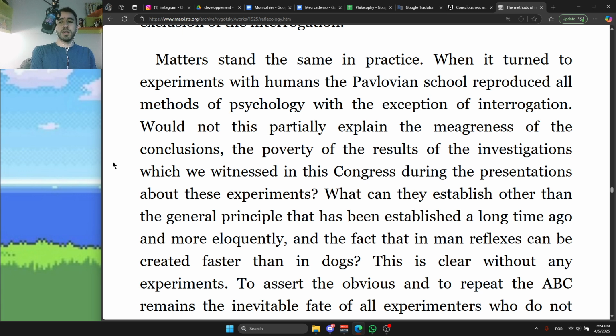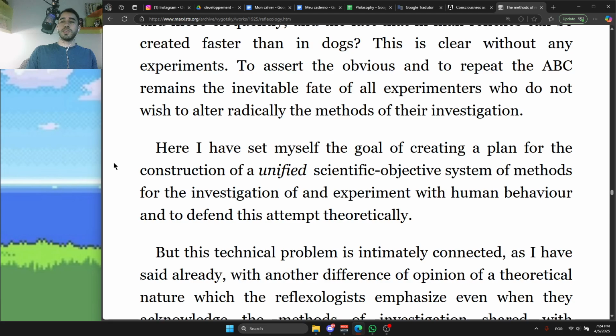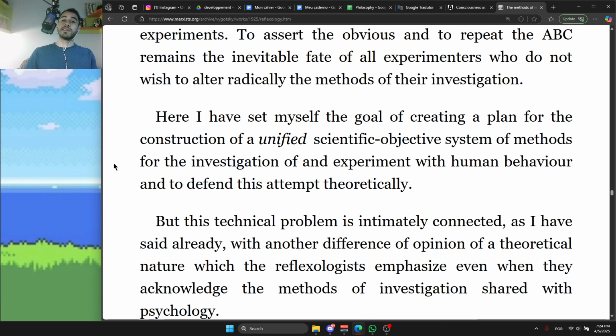What can they establish other than the general principle that has been established a long time ago and more eloquently? And the fact that in men reflexes can be created faster than in dogs, this is clear without any experiments. To assert the obvious and to repeat the ABC remains the inevitable fate of all experiments who do not wish to alter radically the methods of their investigation.